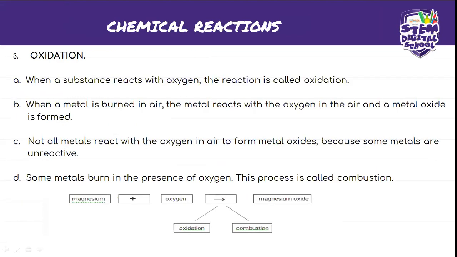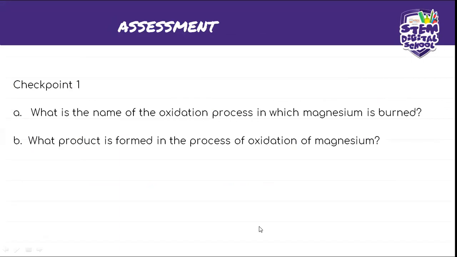And then we also looked at what? We said when magnesium reacts with oxygen, we get what? Magnesium oxide. And the process is the same thing as oxidation or combustion. Any substance that reacts with oxygen, we can simply term the process as being combustion or oxidation. And then the time is up.